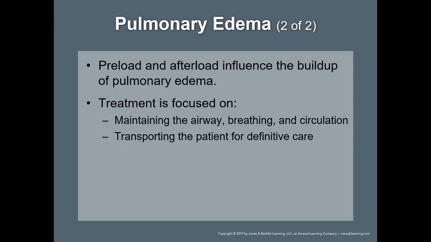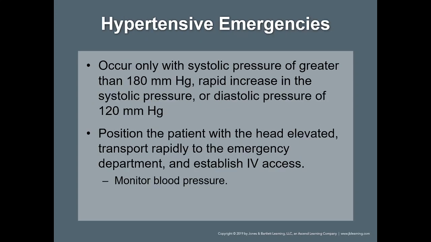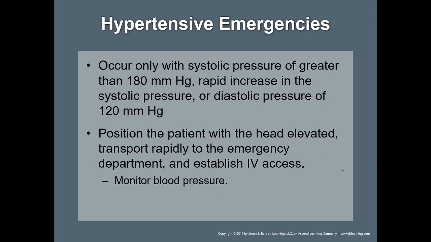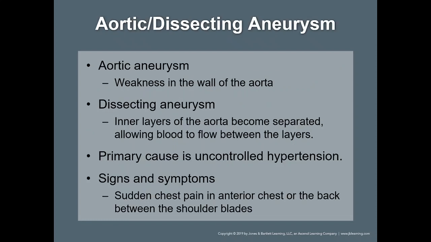Yep. Maintain the airway. Call for ALS. We're going to give them, well, I mean, you can do a lot with CPAP. But my drug of choice there is going to be nitro. I want to vasodilate them. Hypertensive crisis. Yep. Any systolic blood pressure greater than 180 or greater than 120 diastolic. And if they don't have respiratory distress, that's good. We can treat that. AAA, an aortic aneurysm, weakness in the wall of the aorta.